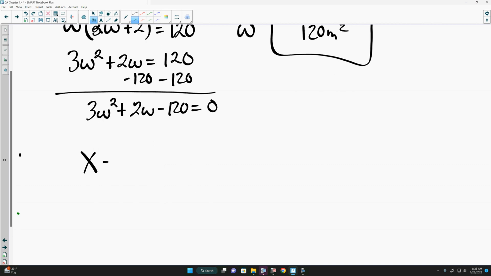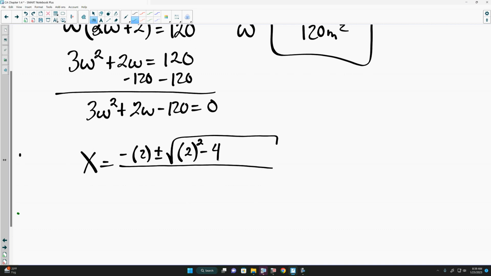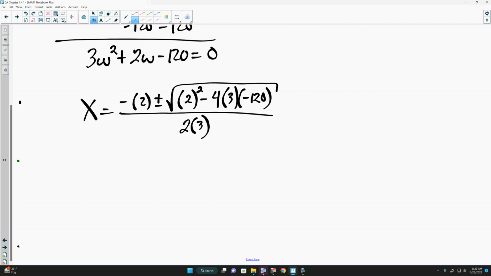Here, we'll do one more with the quadratic formula because we did 2 with completing the square. So negative b, so negative 2, plus or minus the square root of b squared, so 2 squared, minus 4 times a, and a is 3, times c, which is negative 120, all over 2 times a, so 2 times 3. You don't have to rewrite the quadratic formula each time you solve it, but it would be good to have it handy so that you can make sure you're plugging in the correct numbers in the correct spots.